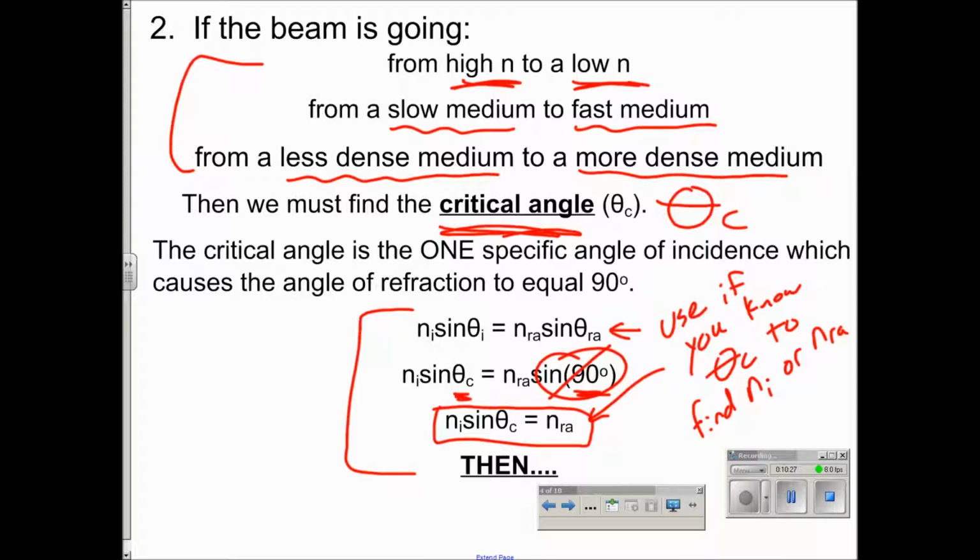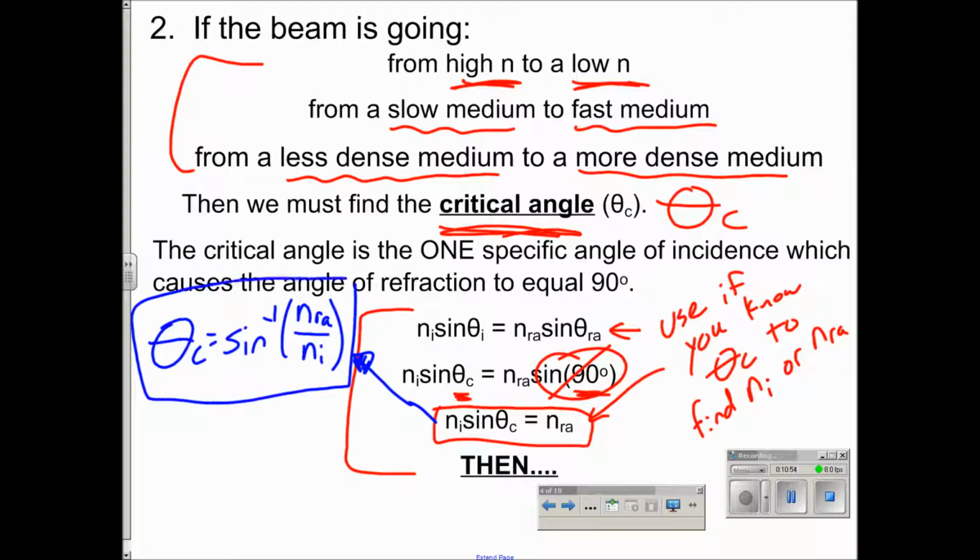But more often, what will happen is you'll know your indexes, but you won't know your critical angle. So we can take our algebra here one step further and figure out that the critical angle is, oops, I wrote that wrong, the inverse sine of NRA over NI. Basically what I did is I divided both sides by NI and then took the inverse sine. So this equation, the one that I just wrote in blue, is the equation you use to find your critical angle.